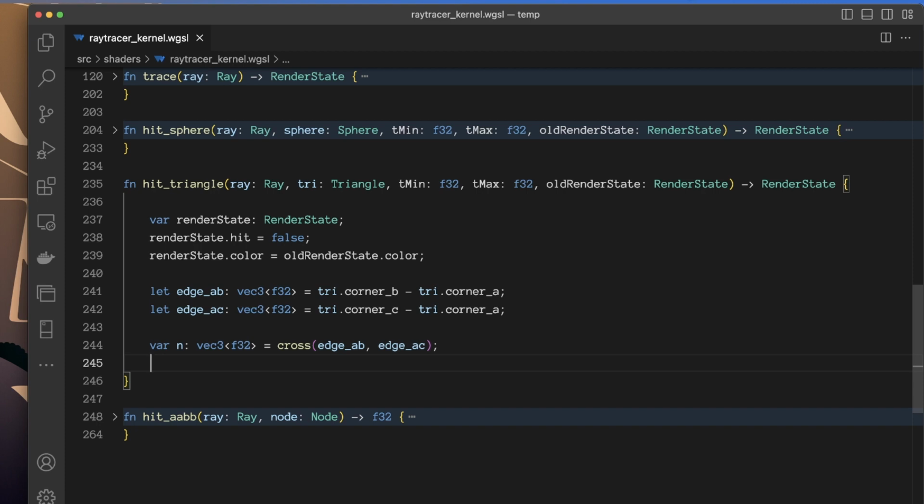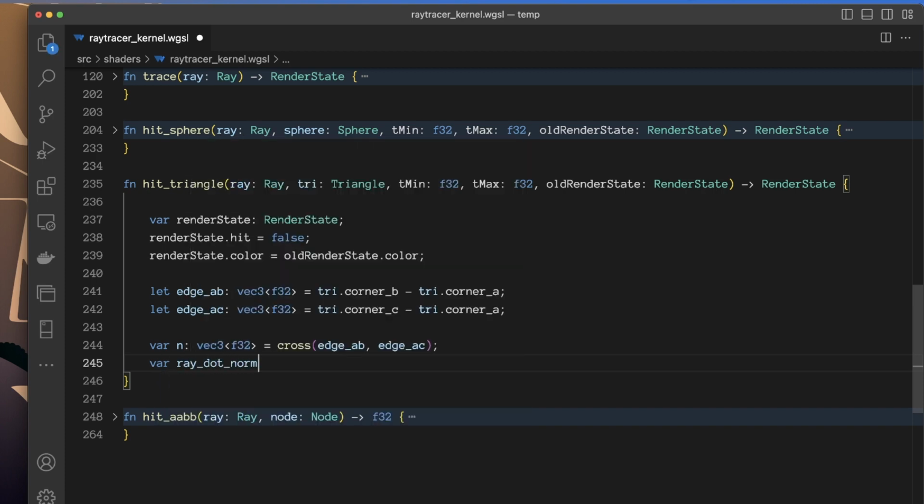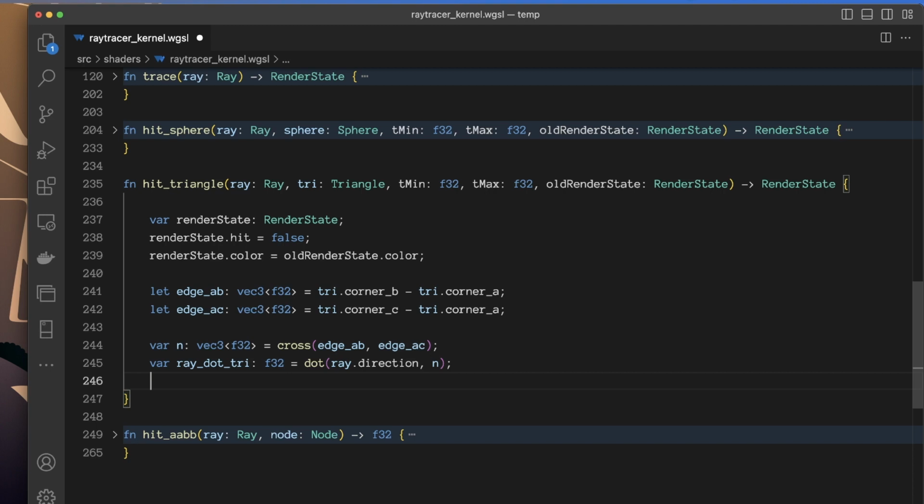So if I'm looking forward and the normal vector that I'm looking at is looking backwards towards me, the dot product will be negative. Now the problem is if the dot product is positive, that means that the light ray and the surface normal are going in the same direction. And that means I'm looking at the back of a triangle. So let's get that dot product. Note that I'm declaring this as a variable because I will be modifying it.